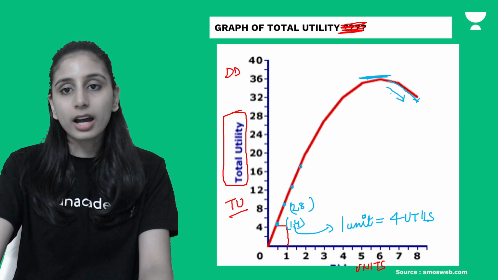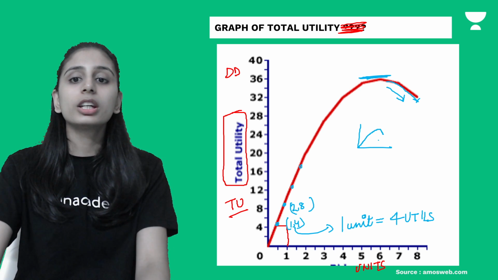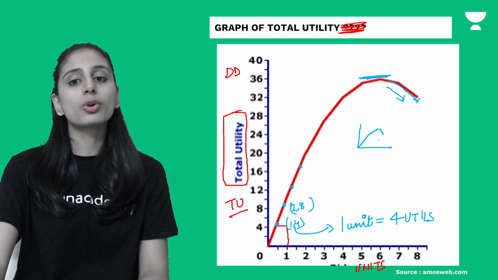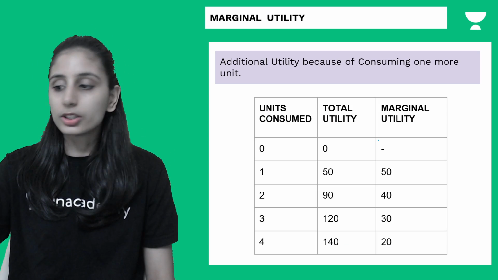So this is the graph. You should always remember, this is always the shape. This is the graph of total utility. Now we'll see what is marginal utility.